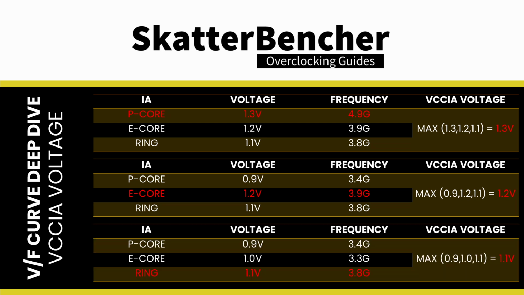Or if the P-core requests 0.9 volt for 3.4 GHz, the E-core requests 1.0 volt for 3.3 GHz, and the ring requests 1.1 volt for 3.8 GHz, then the VCC IA voltage will be the maximum of 0.9, 1.0 and 1.1, so 1.1 volt. As you can see, this can lead to some interesting situations where overclocking the E-cores or ring can lead to overvolting the P-cores for a certain frequency. This was in fact a very real challenge with Rocket Lake.